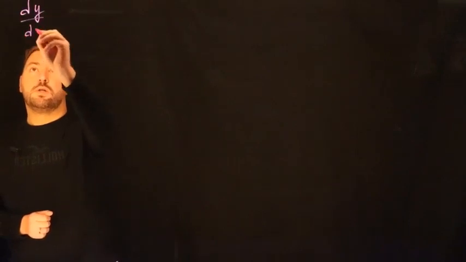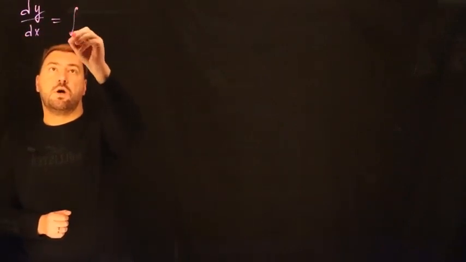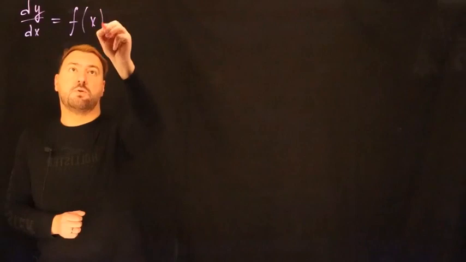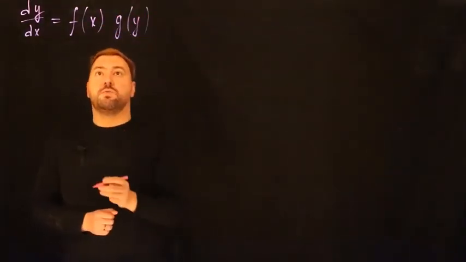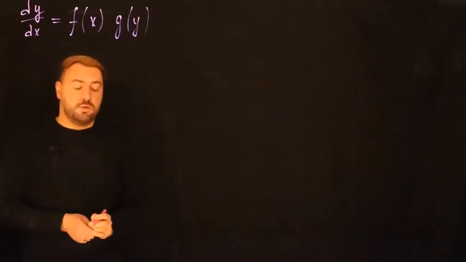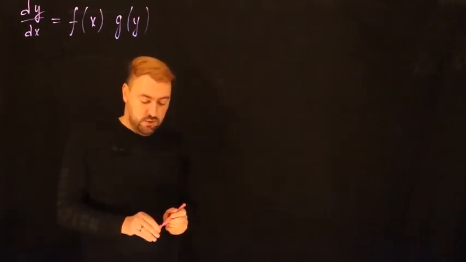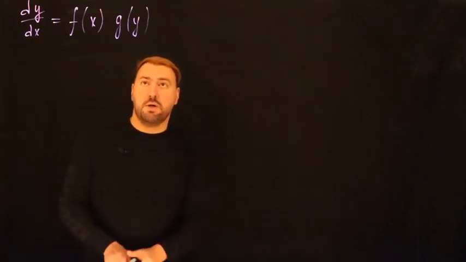The first one is the separable equations, when you have your dy by dx, and on the right hand side you have the combination of two functions. One of them is purely of x, another one is purely of y, which means that you can separate the variables. Let's just have a look at one of the examples and how we apply that.